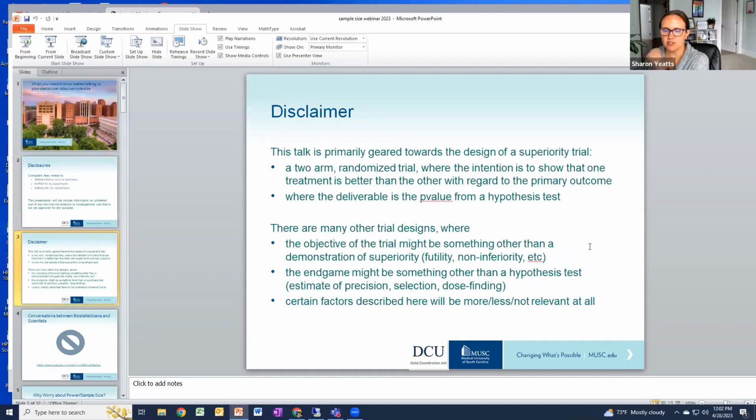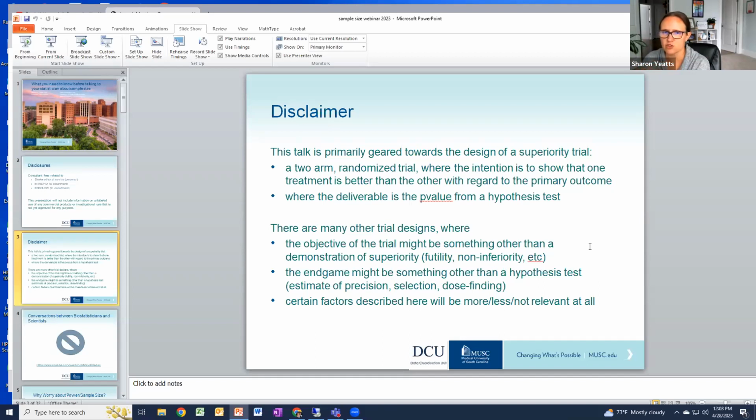And the disclaimer before we get started is that there are lots and lots of things that I could talk to you all about when it comes to sample size and statistical design and how all of these things work together. But I only have an hour, and I know it's lunchtime, and that's a hard time to talk about statistics. So we're going to focus this talk pretty narrowly on the design of a superiority trial. What I mean by that is a two-arm randomized trial where the intention of the investigator is to show that one treatment is better than the other with regard to some primary outcome. And I am pretty specifically assuming that the deliverable that we're interested in is the p-value from a hypothesis test.